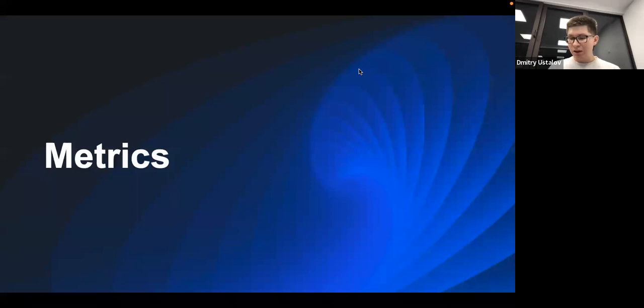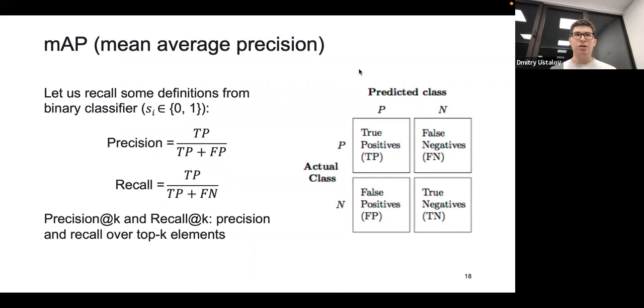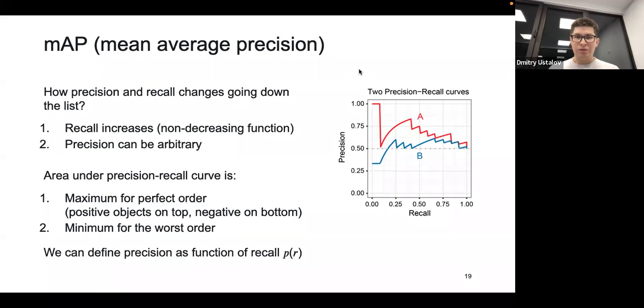Now the metrics. Here are some very well-known ranking metrics, which are mean average precision, normalized discounted cumulative gain, and expected reciprocal rank. Let me show some of them. Mean average precision builds on the very well-known formalism of information retrieval. You have precision and you have recall. And now you can take a number k and check the precision and recall at this level k over the top k elements. And this allows you to have a very nice curve called the precision-recall curve.